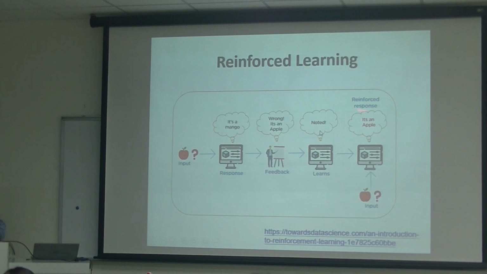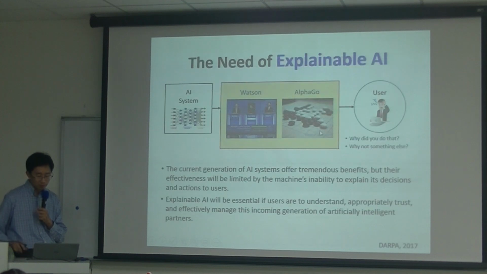So the algorithm will try to modify itself, like modify the weights or modify the infrastructure, so it will deliver the correct answer next time. So that is reinforced learning, and it is also a very hot area in machine learning right now. So I hope if I have time, we can show some examples at a later time.